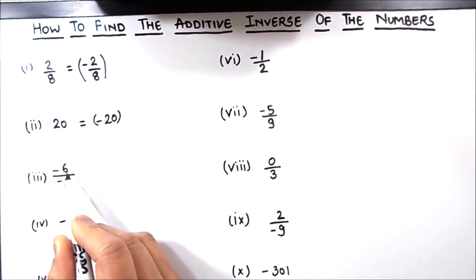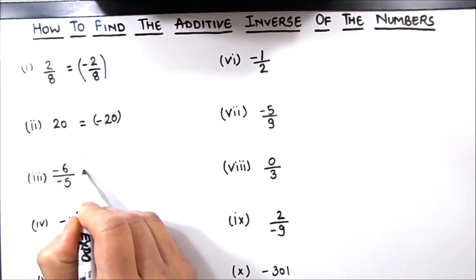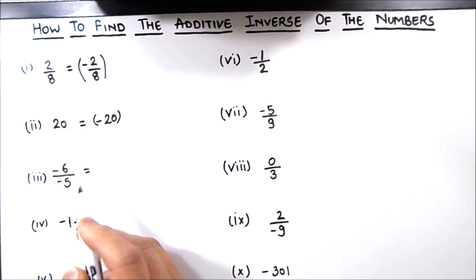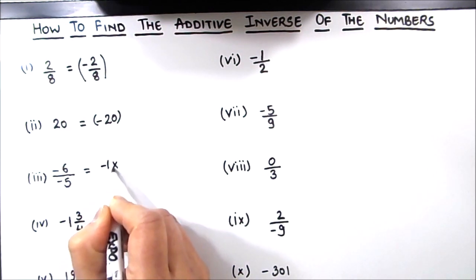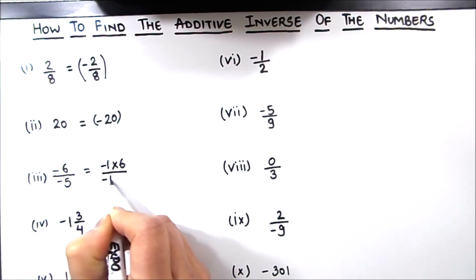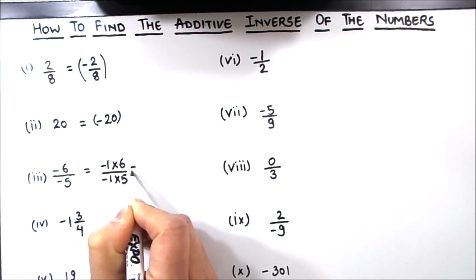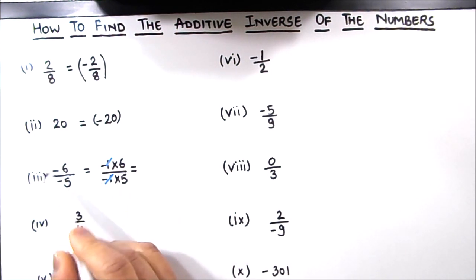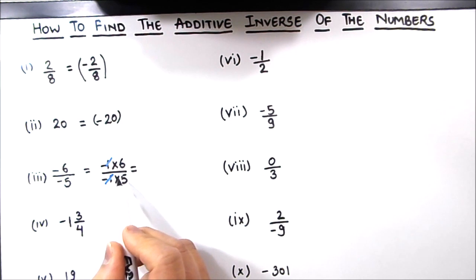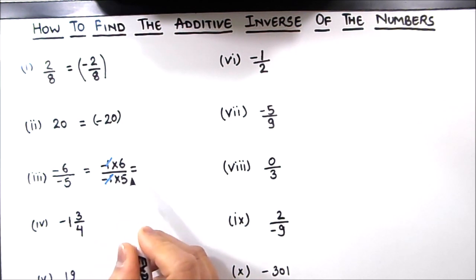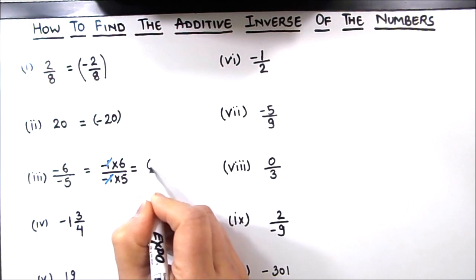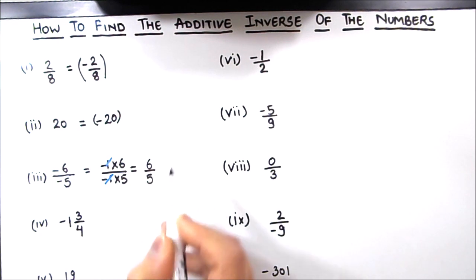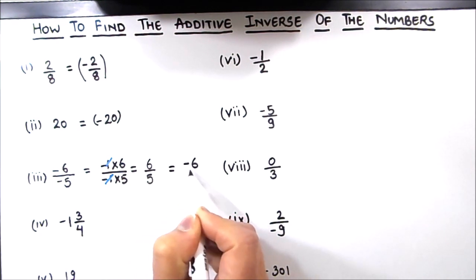Now the next number is -6 by -5. Here we see that we have a negative sign in the numerator and denominator. So we can simplify this fraction and write it as -1 times 6 divided by -1 times 5 in the denominator. So this -1 and -1 get cancelled. You can even cancel out the negative sign directly, but I'm showing you one more step so that it is easily understandable. So this will now become 6 by 5. Now we need to find the additive inverse of 6 by 5, which is equal to -6 by 5.